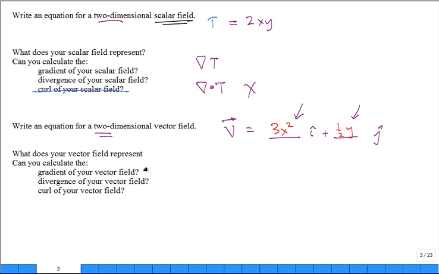Now, can you take the gradient of that vector field? Well, you could take the gradient of each component of it, but really the gradient acts on a scalar. Could you take the divergence? Yes. A strong yes. And yes on the curl as well. But we don't have time for the curl today.